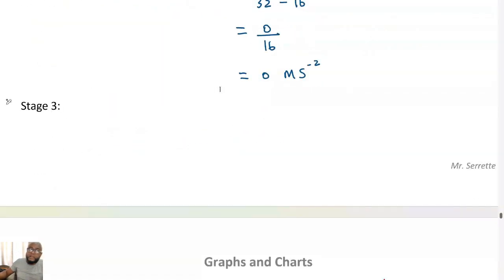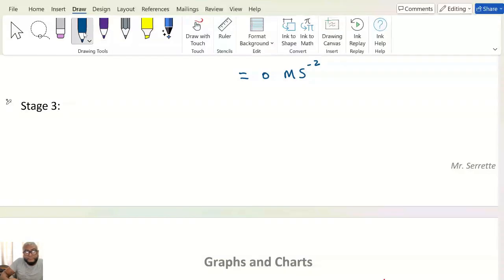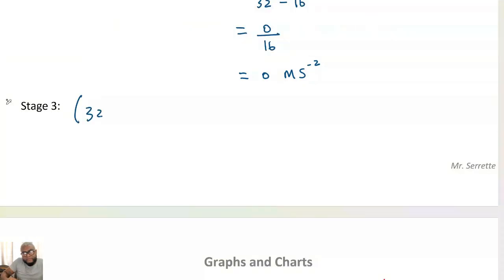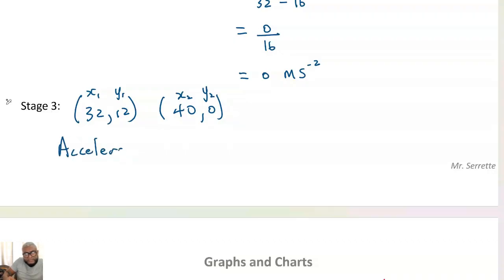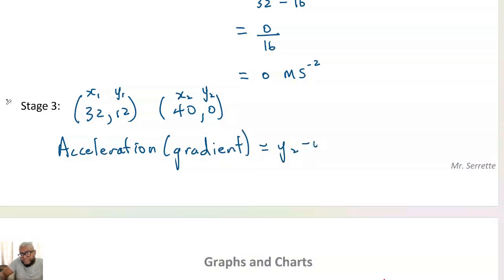Scrolling down. I'm going to write out my two coordinates now. So we have 32, 12 and 40, 0. I'm going to put a little x1 here, a little y1 here, a little x2 here, a little y2 here. So your acceleration, which is your gradient, would be equal to y2 minus y1 over x2 minus x1.